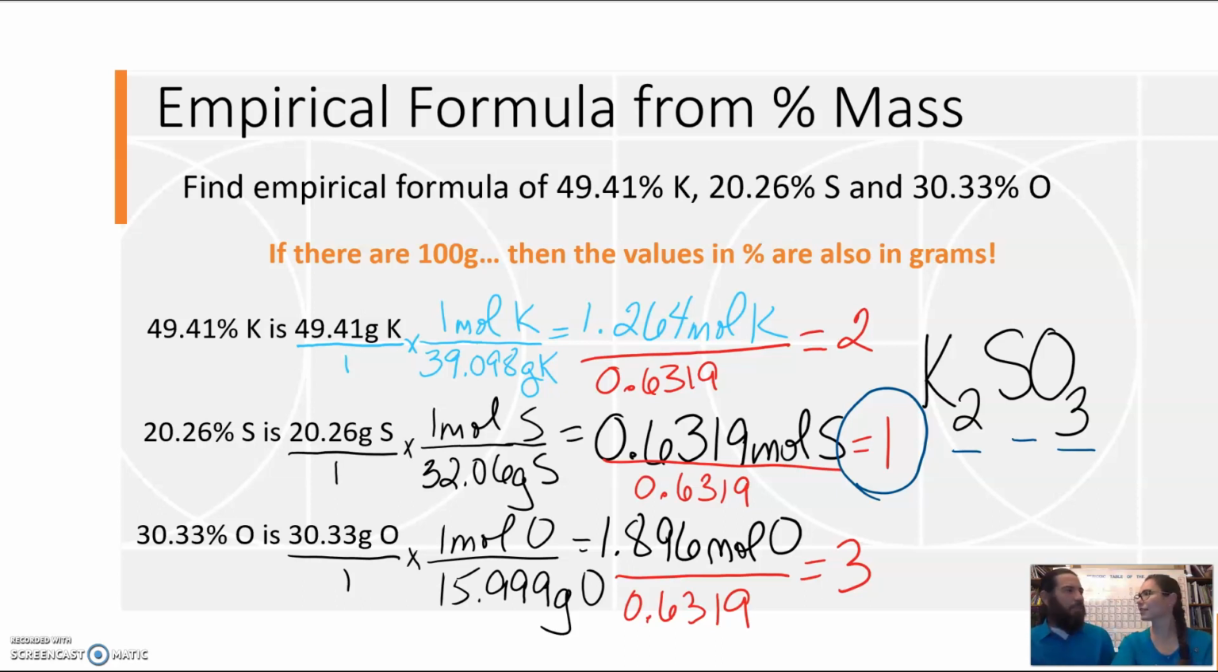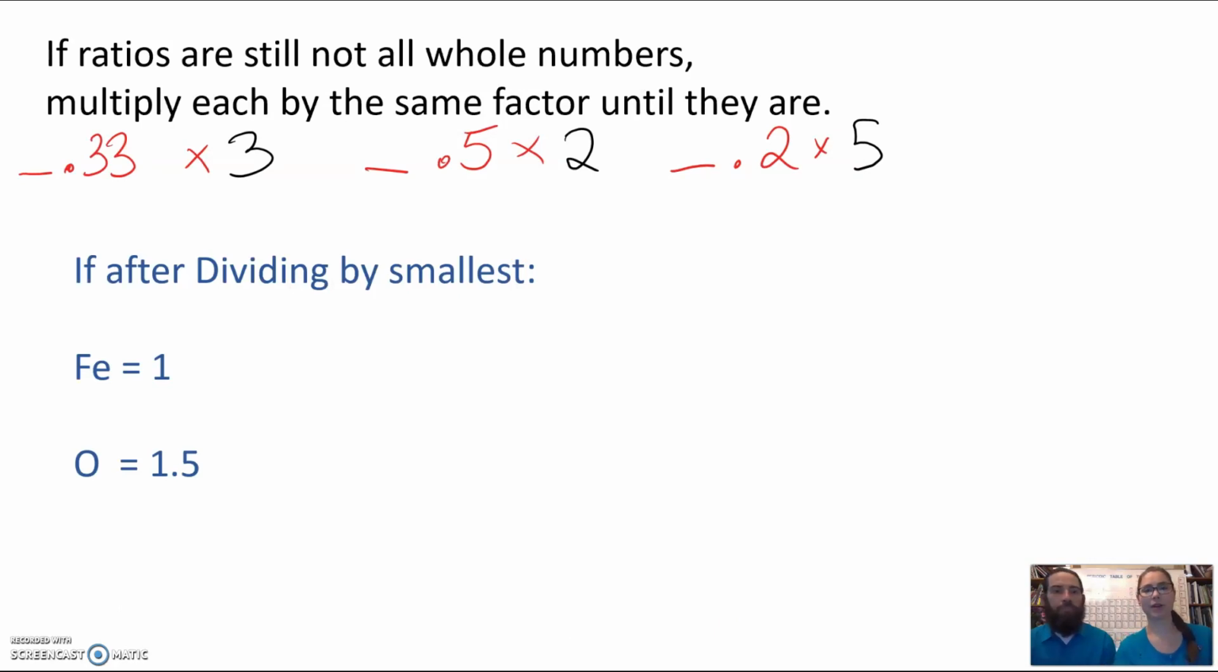Now, sometimes they're a little more tricky. So you're guaranteed to get one of them to be a whole number. That's the point of dividing by the smallest one, because anything divided by itself is going to be 1. But sometimes you do the division, and then you have the 1, but they're not all whole numbers. So if that happens, you have to multiply all of them by a factor. Just like dividing by the same number didn't change the ratio, multiplying by a factor doesn't change the ratio. As long as you multiply all of them by the same thing, you're going to end up with the same ratio.